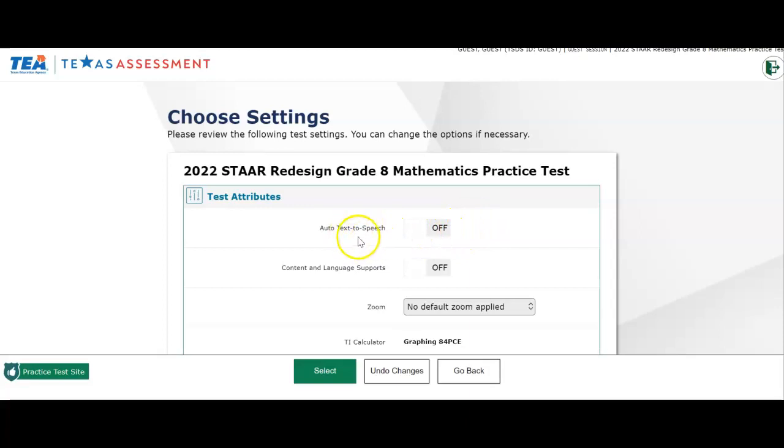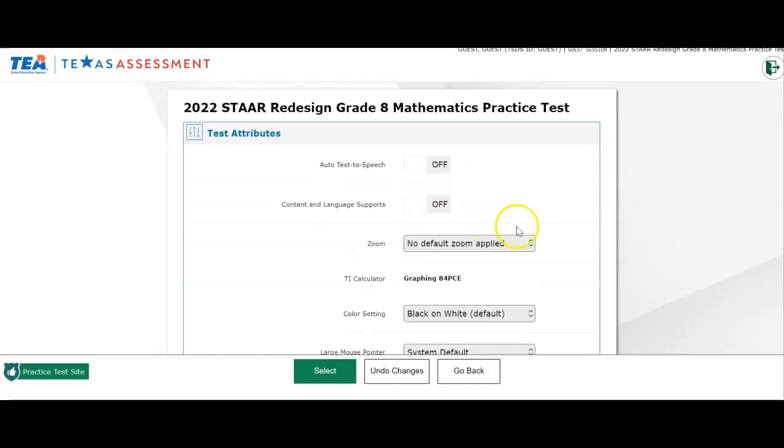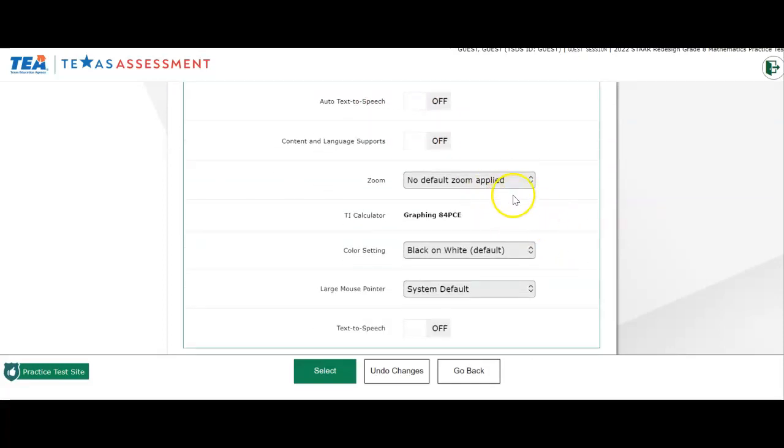So you've got these things that can be turned on and off. Only, you should know as a student if you have this accommodation. So if you don't have these accommodations, leave them off. This can be done for any student. You can change the zoom. The calculator is the graphing calculator that you've been issued.